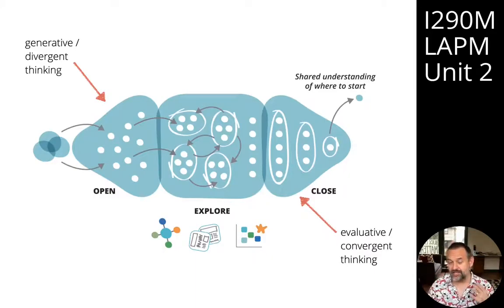So both of these kinds of thinking are necessary, and some people are better at one than the other, and that's okay. We're going to use both of those kinds of thinking, and we're going to use them at different times. So what you'll see is a pattern that we use throughout these collaborative exercises, where we start with generative or divergent thinking, and then we end with convergent or evaluative thinking.